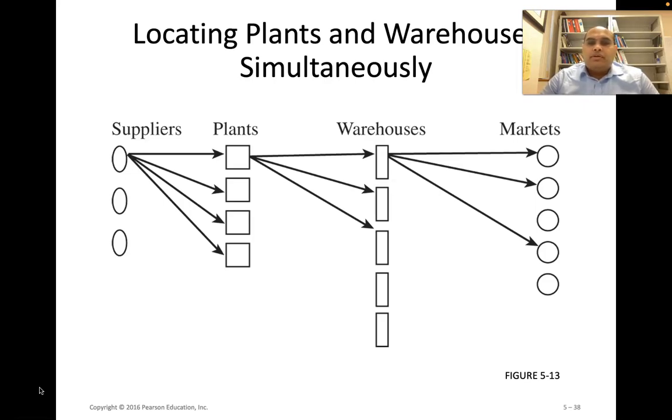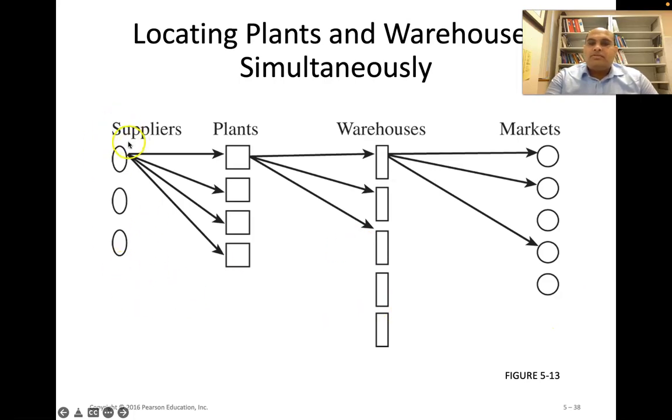So the model that we're going to talk about today is the most complex capacitated facility location model that we will cover in this class. Now this is an extension of the model that we did last week. Here's a simple picture that explains the model that we are going to go over today.